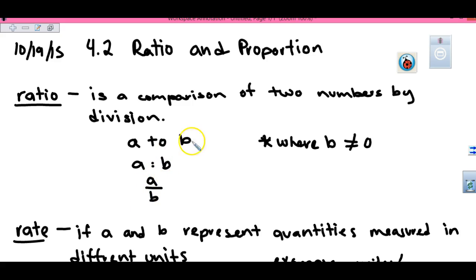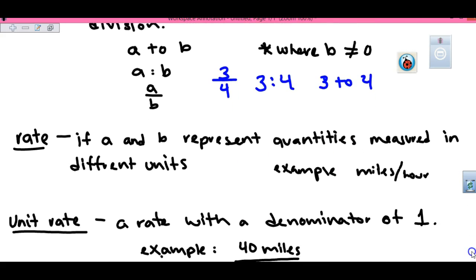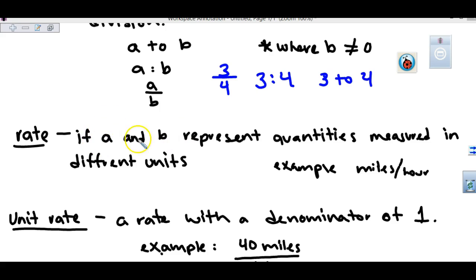So we can say 3 to 4, or 3:4, or 3/4. When we're using variables, it is a ratio as long as B is not equal to 0. Now, a rate is a ratio where A and B represent quantities measured in different units.